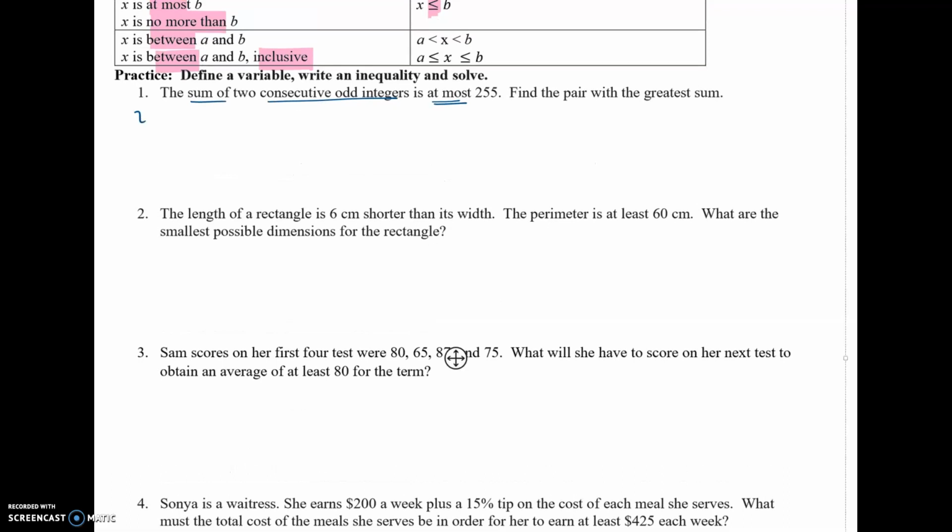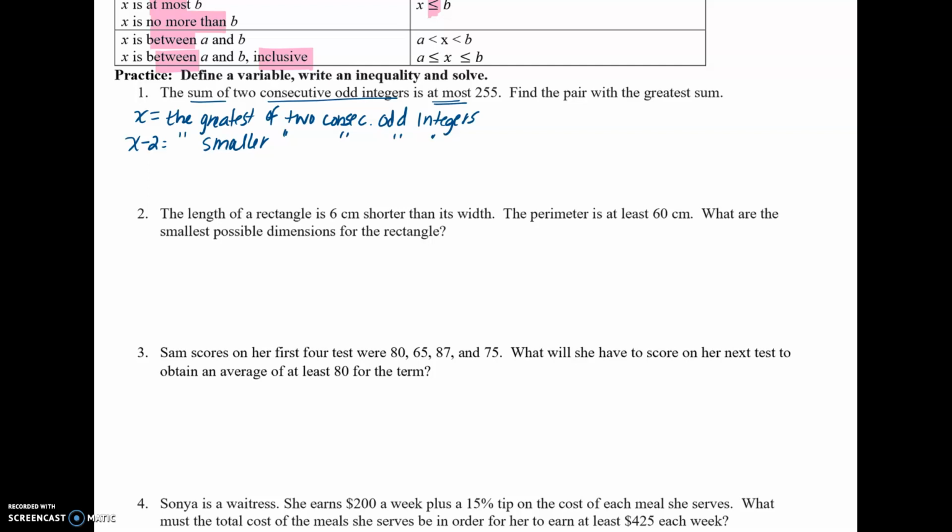Okay, so I'm going to let x equal the greatest, the bigger, the largest, however you want to say it, of two consecutive odd integers. And then, the sum of two consecutive odd integers. Okay, so if that's the bigger one, then the smaller one is going to be 2 less than, so x minus 2 is going to represent the smaller of two consecutive odd integers.